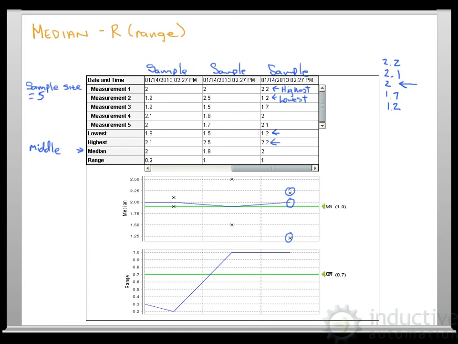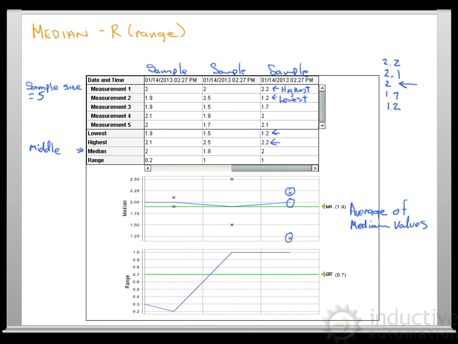The median average here works the same way as X bar, only it's the average of the median values of each sample. So we scroll back, we get all the median values, we sum them all up, we divide it by the number of samples, and that's where that 1.9 comes from there.